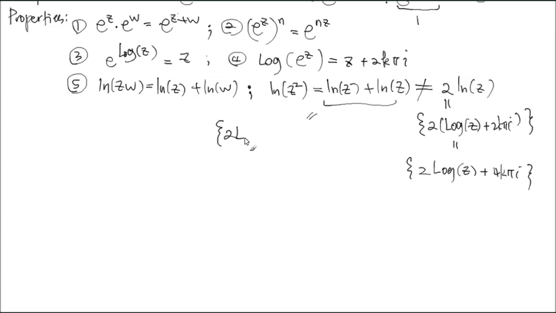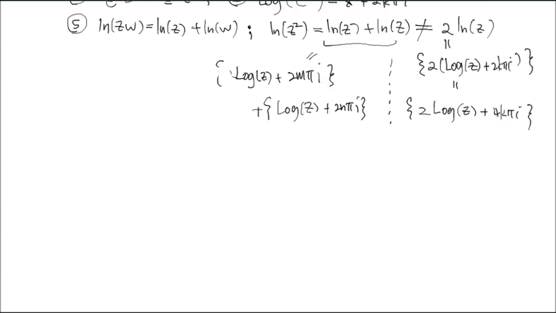2 times log z, not 2 times, what do you get? Just log z plus 2k pi i, right? Let me use a different index, such as m. Isn't that 2m pi i? That's one set in one part, right? So we have log z there. You can pull something else, which is 2n pi i, right? That's the left-hand side. Correct?